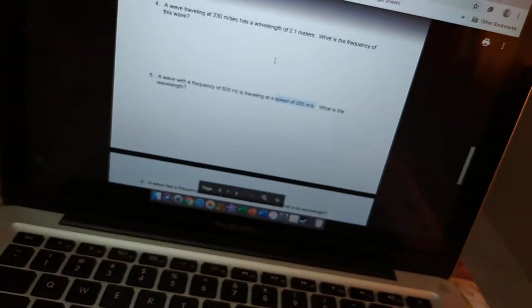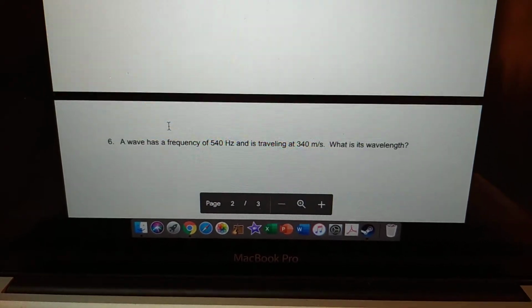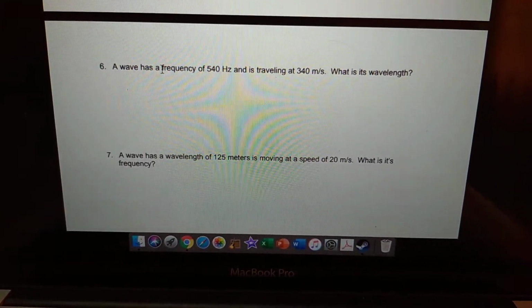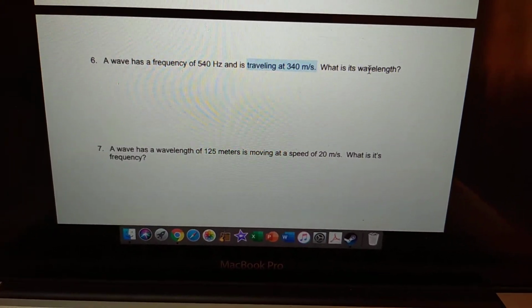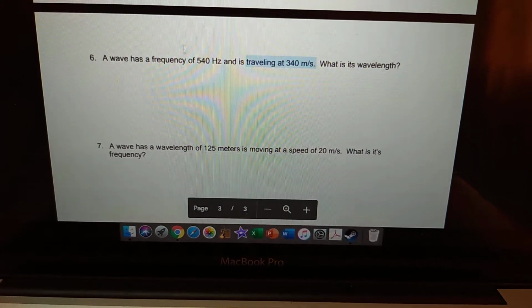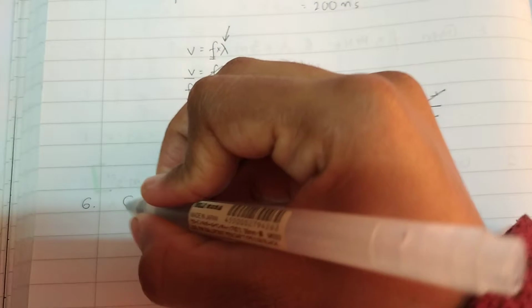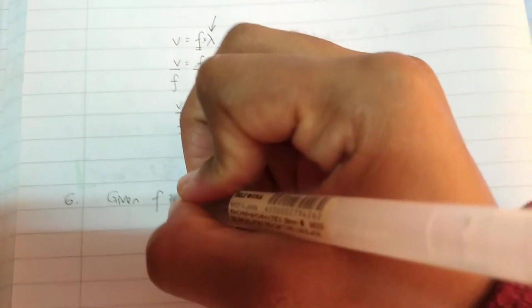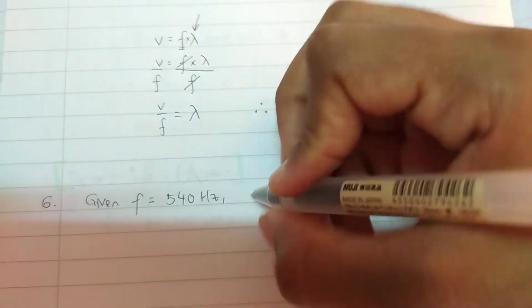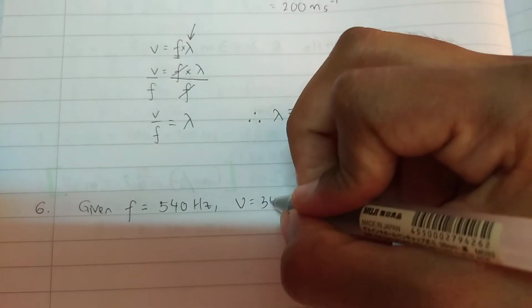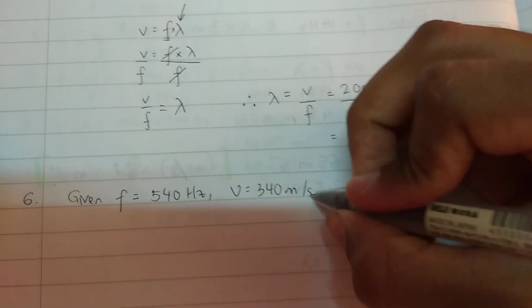Okay, going to question 6. Sorry. Okay, question 6. A wave has a frequency of 540 Hz, traveling at 340 meters per second. What is the wavelength? This is the same as question 5. They're giving you frequency and speed. So, question 6. Frequency given. Frequency is 540 Hz. And speed is 340 meters per second.